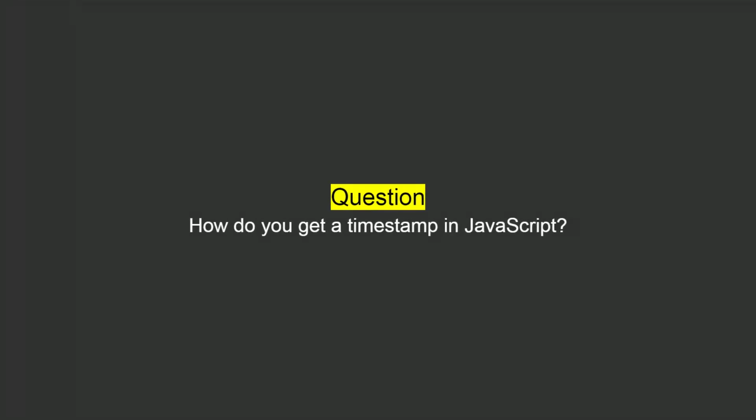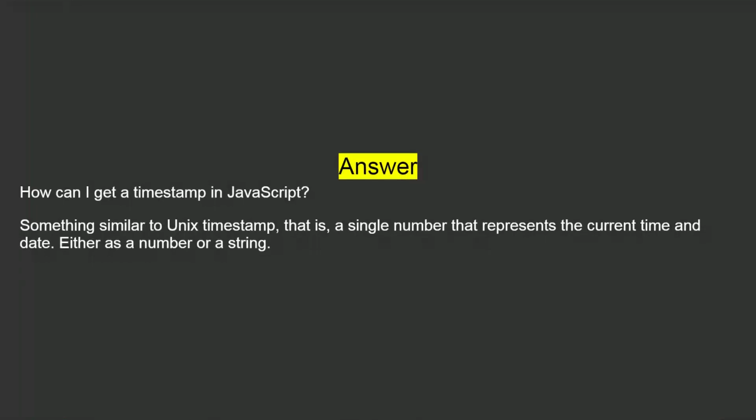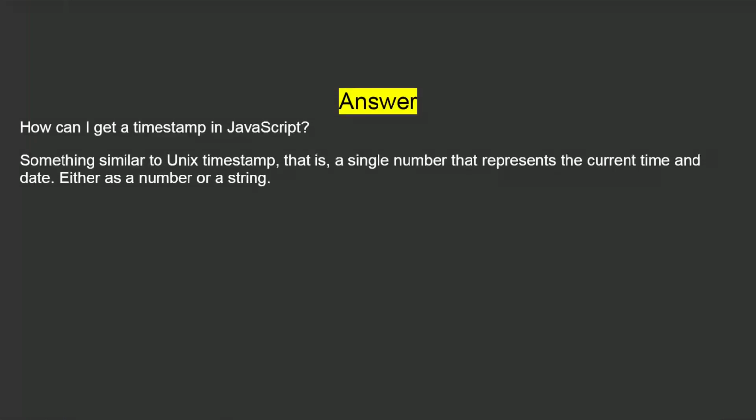How do you get a timestamp in JavaScript? How can I get a timestamp in JavaScript? Something similar to Unix timestamp. That is, a single number that represents the current time and date, either as a number or a string.